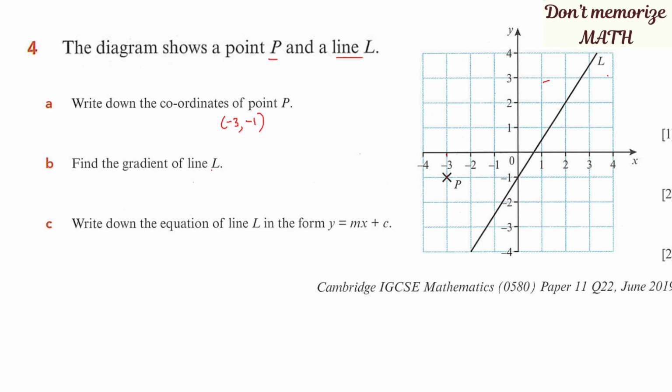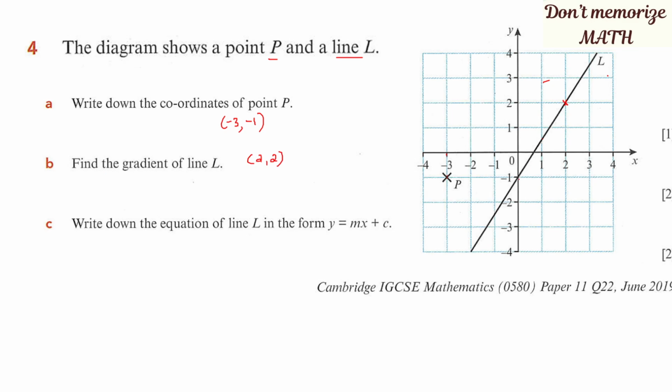So to find the gradient of any line, we need to choose any 2 points on the line. Because we don't have the exact values for these points, it's better to take integer x and y coordinates. They haven't mentioned any decimal numbers here, so it's better to take integer coordinates. For this line, the first coordinate we will take is 2 comma 2. Any 2 points on the line you can take.